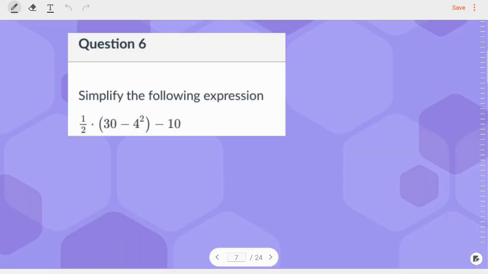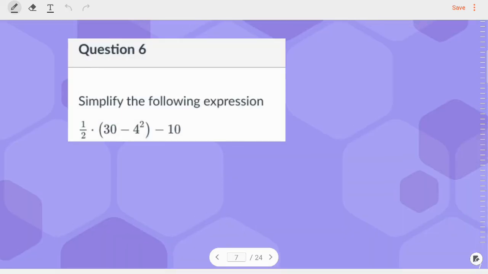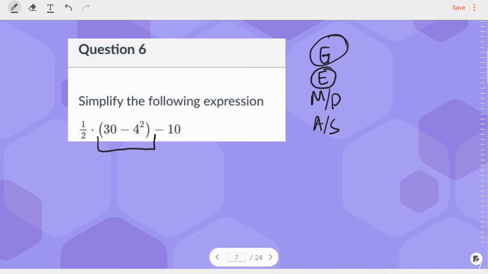Number 6. Okay. I've got grouping symbols, exponents, multiplying, dividing, and addition and subtraction. Grouping symbols first. I have that. So I go to my grouping symbols and I say, hey, 30 minus 4 squared. Whoops, I can't do that subtraction until I know what my exponent is. So 30 minus 4 squared. Well, what is 4 squared? 4 times 4 is 16. I'm going to bring that down.